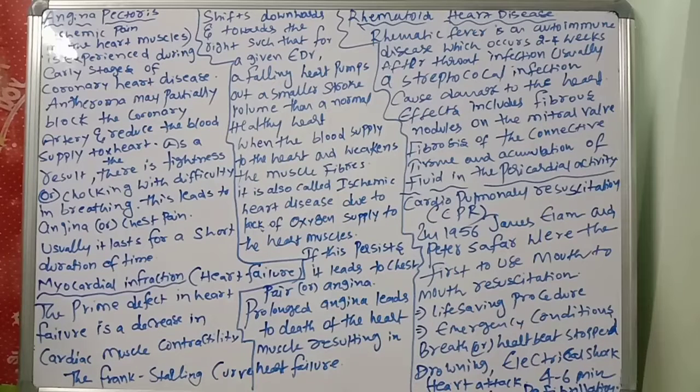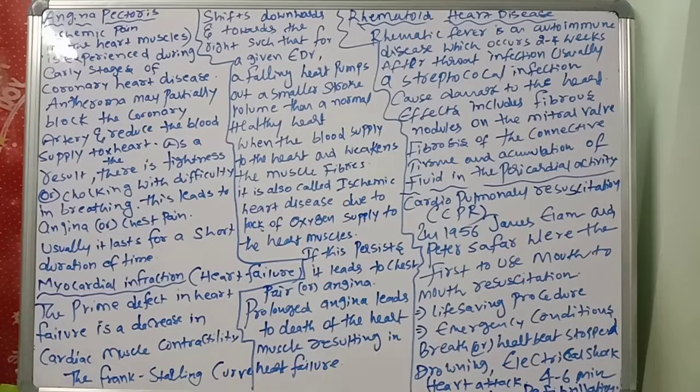As a result, what will happen? There is a tightness or choking with difficulty in breathing. This leads to angina, or chest pain. Usually it lasts for a short duration of time. Simply, we can say that when sufficient oxygenated blood is not reaching the heart muscles, then we will face this problem.